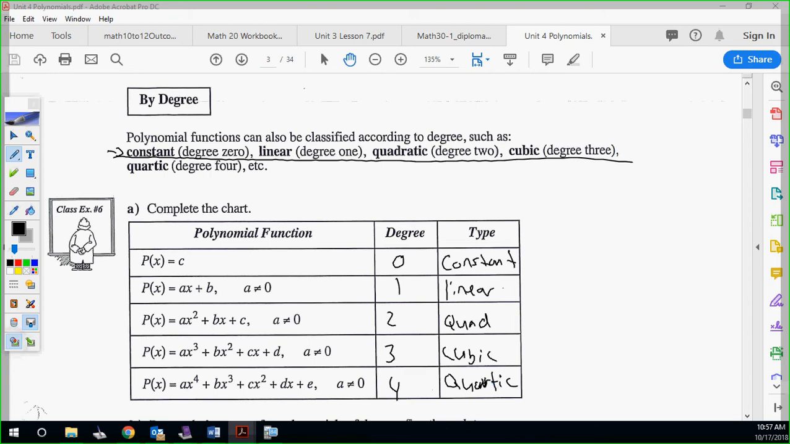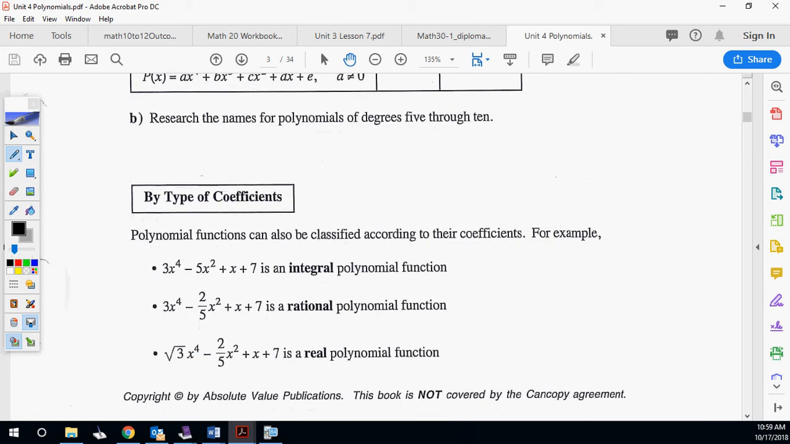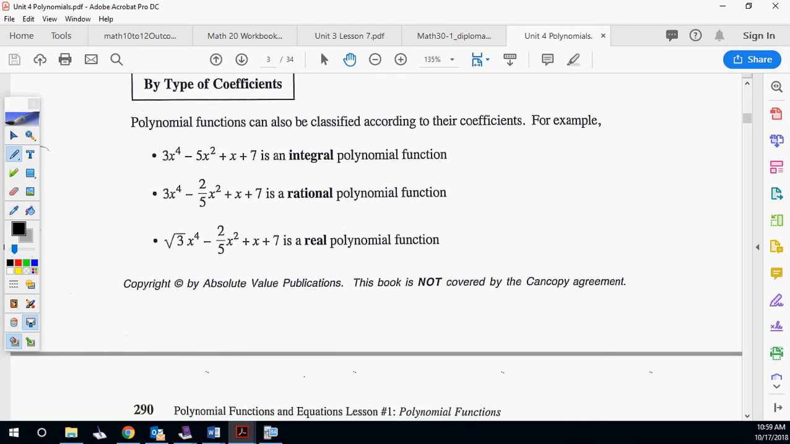Good. All right. This piece here, research names of polynomials for degrees 5 through 10, so we can go through that later actually. Okay, so polynomial functions can also be classified according to their coefficients. For example, 3x to the 4th minus 5x squared plus x plus 7 is an integral polynomial function because it has plus or minus. Okay, so integral, so if they're all pluses, you don't really need to say integral, because integral allows you to have negative coefficients in terms of its labeling.